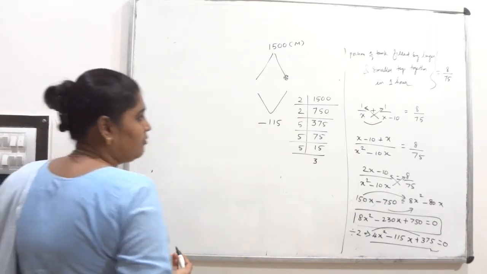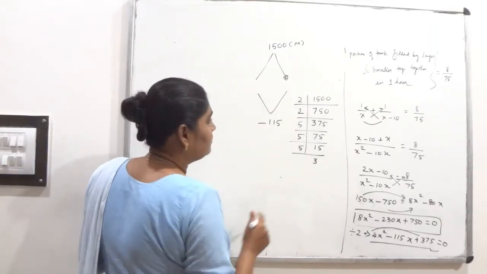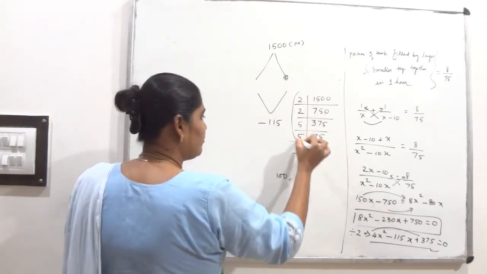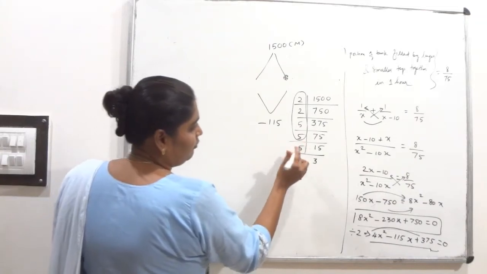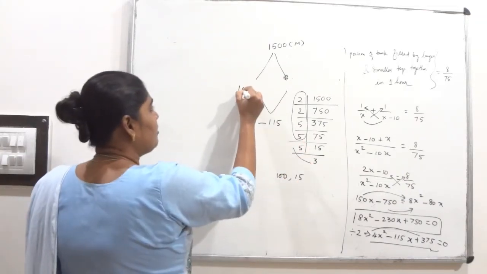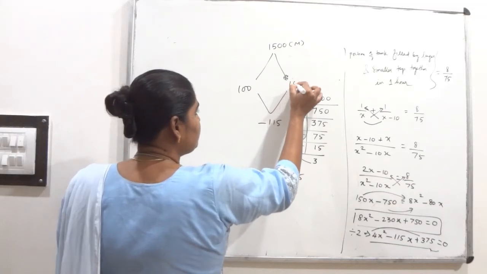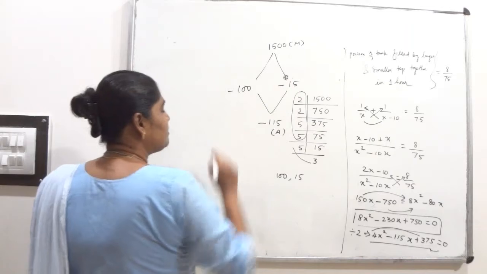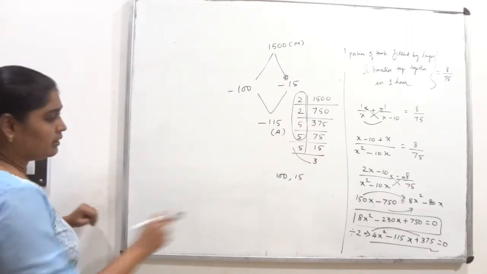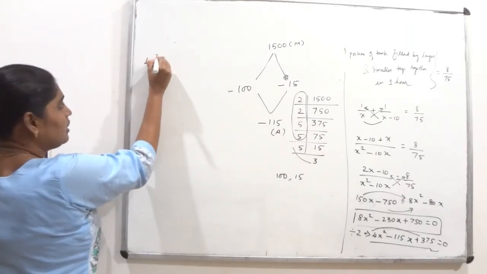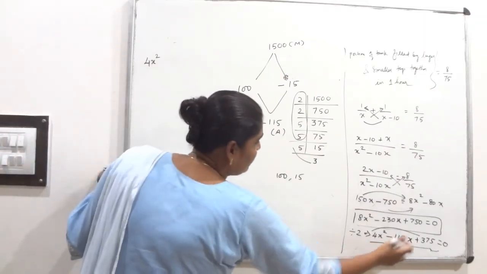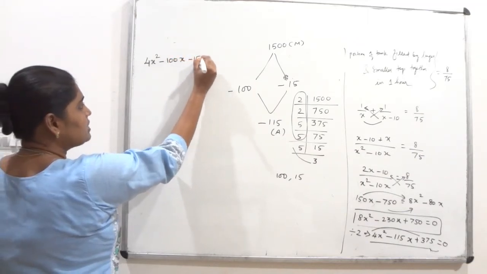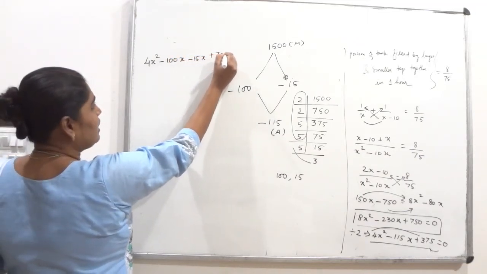So now check which kind of numbers we are going to write here. 2 into 2, 4, 4 into 5, 20, 20 into 5, that is 100. Then 5 into 3, 15. So one number I am going to take is 100, another one is 15. I need in addition minus 115, so I am keeping a negative sign in both the numbers. Then I am going to write the equation: 4x square, in place of minus 115x, I am writing minus 100x minus 15x plus 375 is equal to 0.